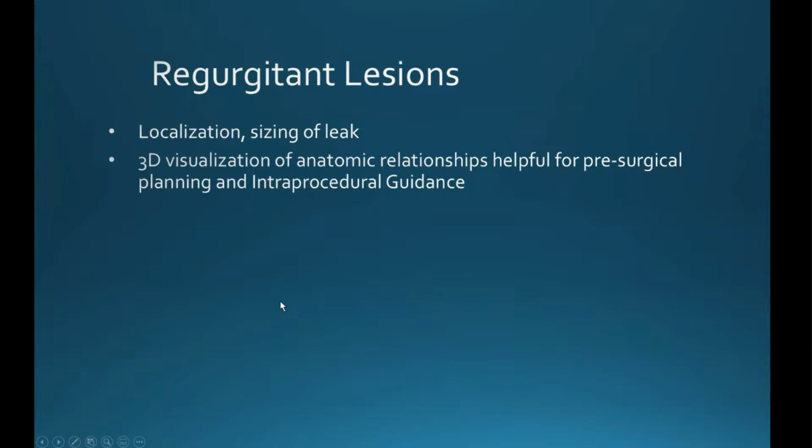How about regurgitation lesions? For regurgitation lesions, the main role of CT is not so much in diagnosis, because TEE is a lot more sensitive in picking up regurgitation lesions with color Doppler. And CT suffers from decreased temporal resolution. So every time you see what you think is a paravalvular leak or regurgitation lesion, you always have to confirm by looking at the TEE to make sure what you're seeing is not an artifact.